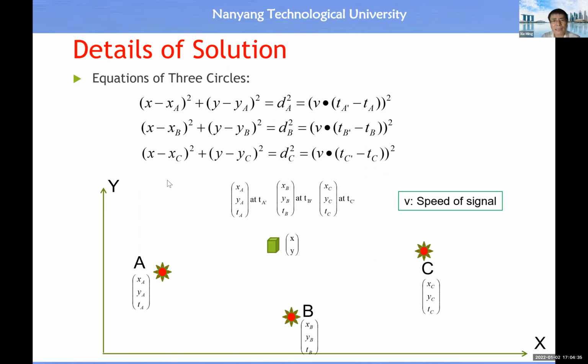For example, we should be able to write down the equation of a circle centered at point A, the equation of a circle centered at point B, and the equation of a circle centered at point C. The radius of the circle at point A should be equal to velocity times delta t, and the radius of the circle at point B should be equal to velocity times delta t. In this case, delta t is equal to tB prime minus tB. This one is the receiving time. This is the sending time. Similarly, for the circle centered at point C, we could write down this equation.